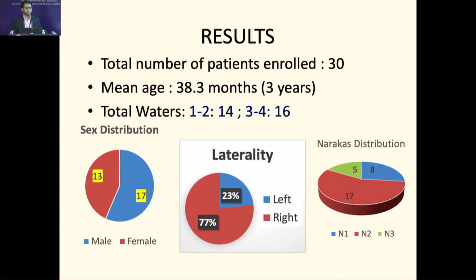So based on these, we could enroll 30 patients in our series. The mean age was 3 years and Waters distribution was as follows. The sex distribution was equivocal. The laterality, the right was the majority, and Narakas distribution was as follows, with N2 being the majority of the patients.